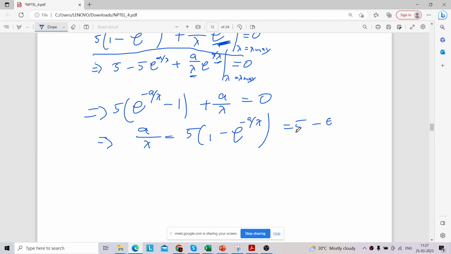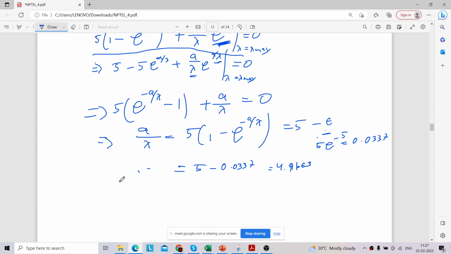So graphically we have to solve this. If we plot this function graphically, we will get this epsilon value to be 5 e to the power minus 5, which will be around 0.0337. Then you will get this value to be around 5 minus 0.0337, which is around 4.9663.